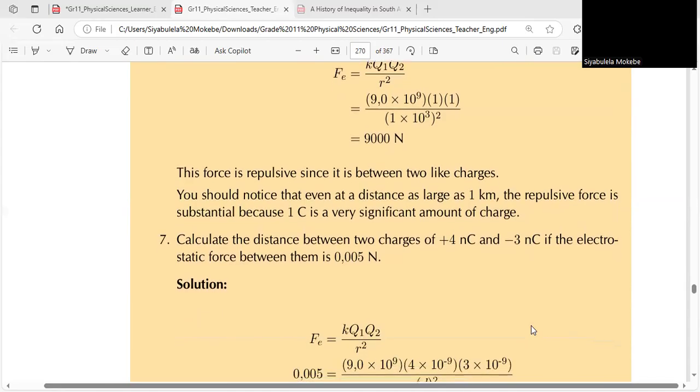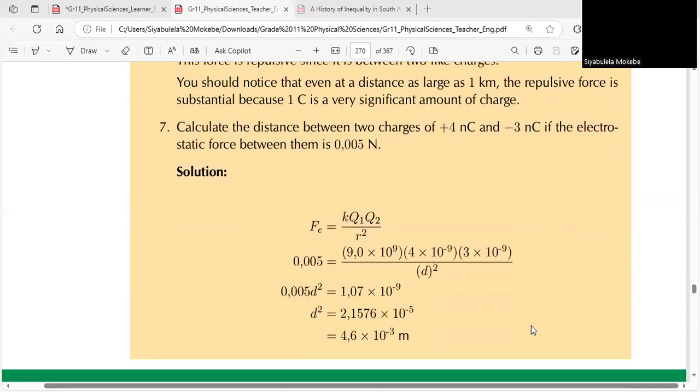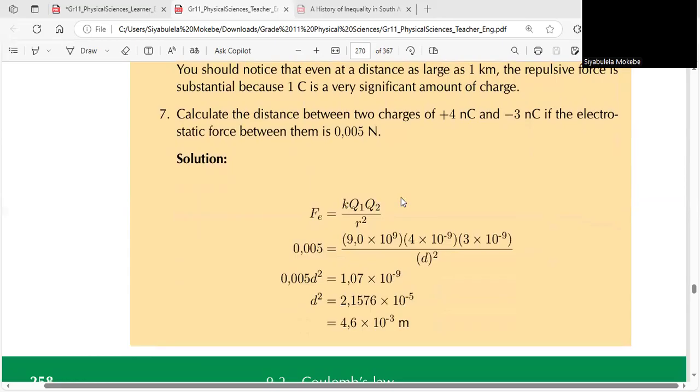Number 7. Now for this one, you just have to make D the subject of the formula. And if you do that, you get 4.6 times 10 to the negative 3 meters.